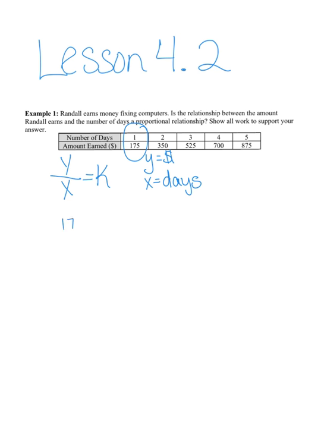So 175 is the earnings and x is 1, and 175 divided by 1 is $175 per day. So now what I'm going to do is use another column to check to see if I have a constant rate of $175 per day.